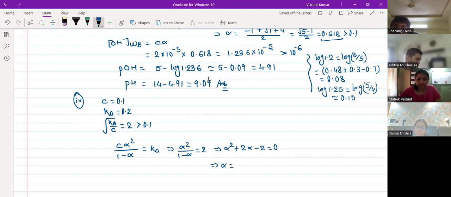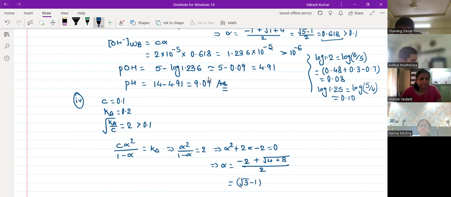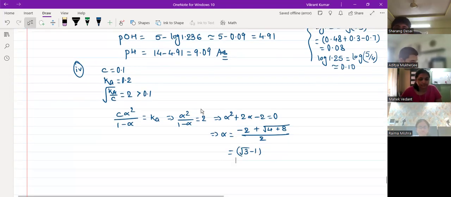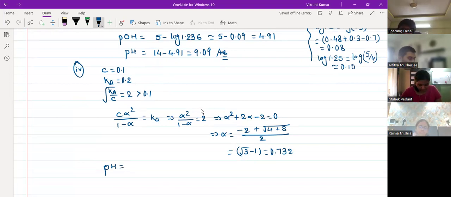If you solve it, again we'll be getting minus 2 plus root of b square, which is 4, minus 4ac, will become plus 8, by 2. So that is root 12, which will become 2 root 3, right? So 2 root 3 minus 2 by 2 will become root 3 minus 1. This is alpha, which will be 0.732 because root 3 is 1.732. And if it is asking how much pH will be, we'll first write how much H plus will be. So H plus will be C alpha.